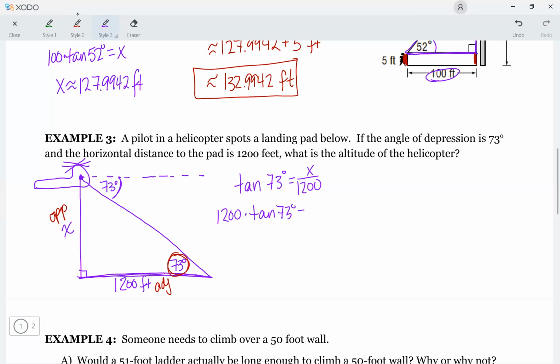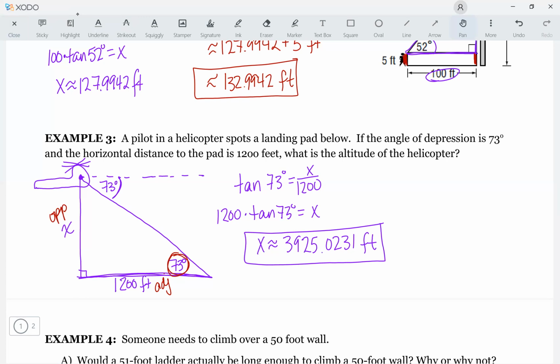And now x will be completely by itself, so I just plug that right straight in my calculator. And so that will get approximately, the height is 3925.0231. So the helicopter is 3,925.0231 feet above ground level.